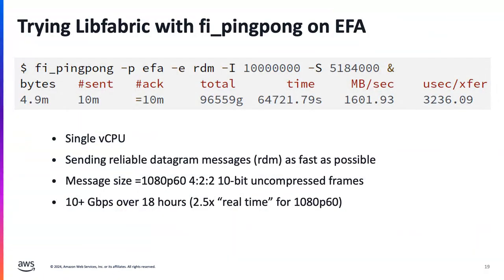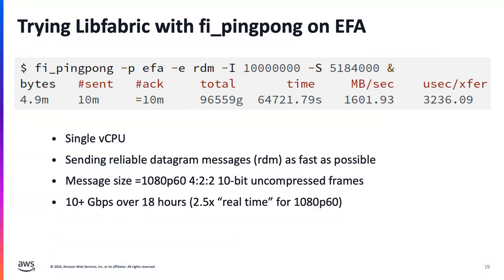So just for fun, again, I'm not a developer, so I just took the FI ping pong, I think it stands for Fabric Interface ping pong test, and this comes with the Libfabric library if you download it and install it, to see what happens going between two EC2 instances on AWS. So FI ping pong just uses a single vCPU. It was sending reliable datagram messages, RDM. Again, we implement that using the scalable reliable datagram protocol. If you're doing this on your home computer, it might use some other mechanism.